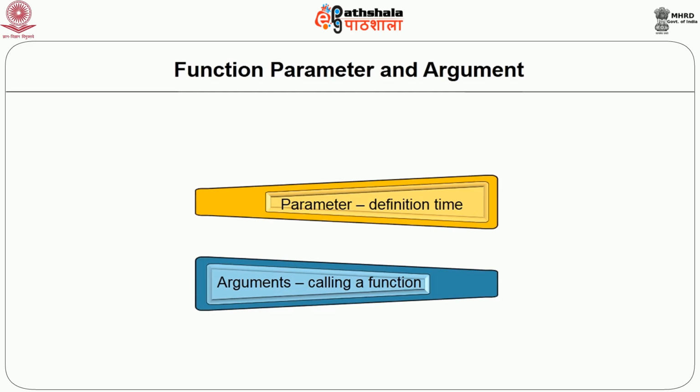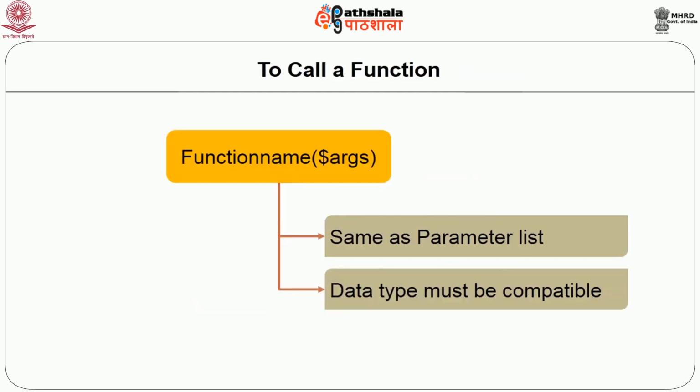But these two keywords are used interchangeably, and to call a function you just type the function name and pass the particular arguments. The arguments you pass must be of compatible data type, and if you require more than one parameter or argument, they will be in the same order as at the time of defining the function.